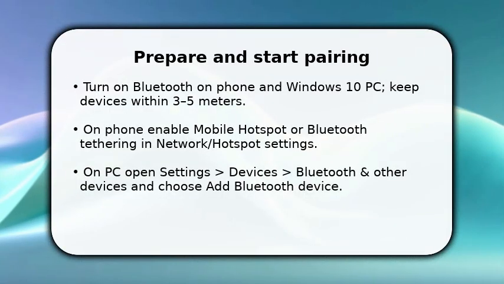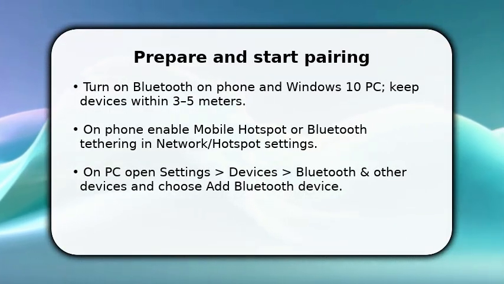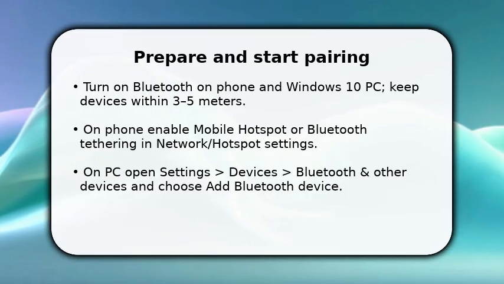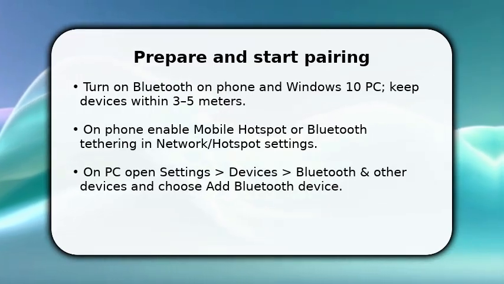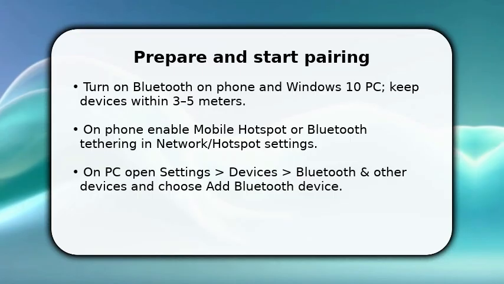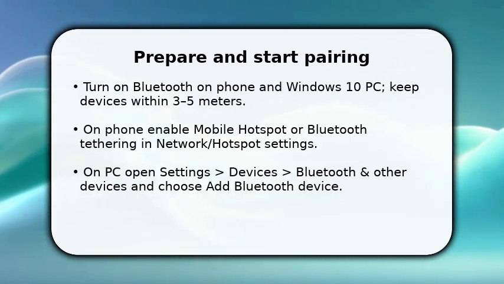You begin by pairing devices so they can carry internet traffic. First, enable Bluetooth on both phone and PC and turn on Bluetooth tethering or mobile hotspot on the phone. This creates the shared interface.